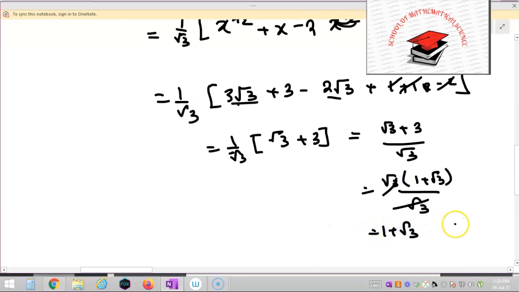Now we know that the value of root 3 is less than 2, greater than 1. So 1 plus 1 less than 1 plus root 3 less than 2 plus 1.